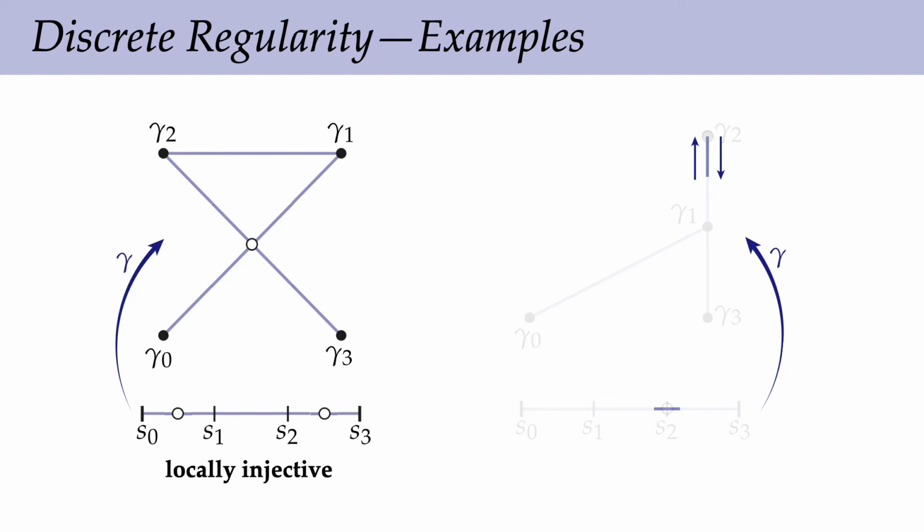And that's going to be true even as I shrink this smaller and smaller around S2. So this is an example of a curve that is not locally injective, right? It doesn't satisfy our definition of discrete regularity. And so what we see from this is that this notion of local injectivity really rules out both zero lengths and zero angles. Okay, really nice.